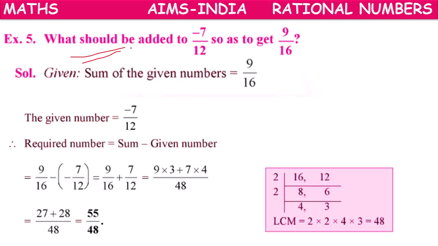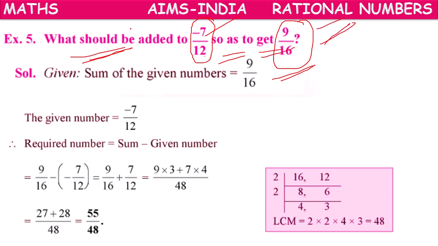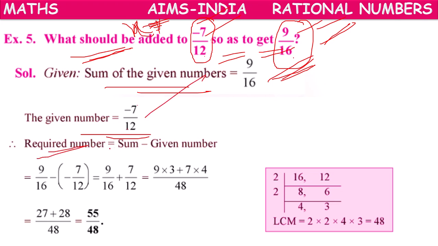Next one. What should be added to the first number so as to get the second number? Means for first number, let it be x. If we add x to the first number minus 7 by 12, then their sum will be the second number 9 by 16. So sum of given numbers is 9 by 16. In the given numbers, one number is minus 7 by 12. Required number is sum minus given number. So sum minus given number we can write. So here minus of minus means plus.